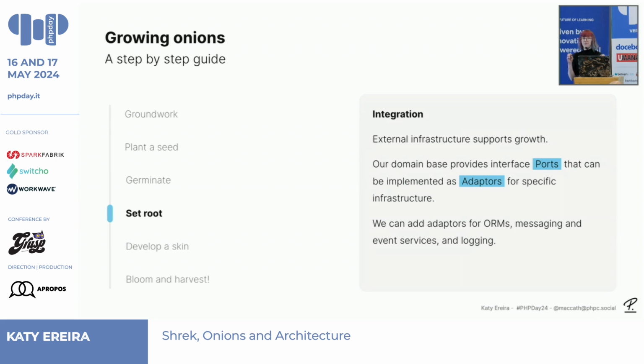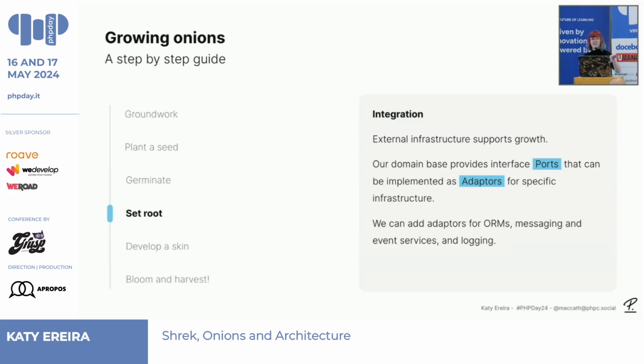Then once you have some of your fleshy onion layers, you probably want to integrate with some infrastructure, third-party infrastructure. This is where you would set root to support yourself, remembering that the roots bring in things from outside. And so there's a concept of ports and adapters. A port is like a plug socket, you plug something into it. An adapter is the thing that you've plugged in, right?